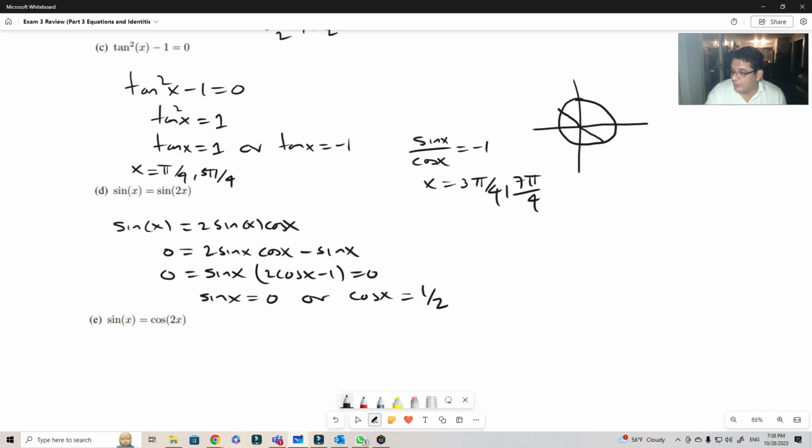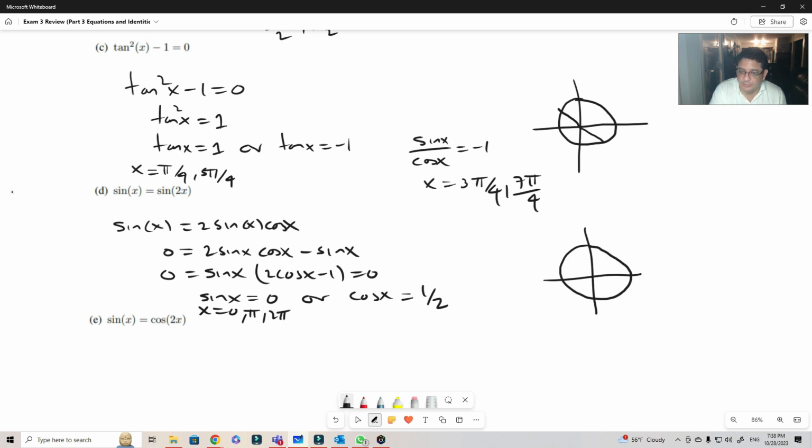And so we already saw what happens with sine of x equals 0. This is 0, pi, and 2 pi in this interval. Cosine of x equals 1/2 is the new one, but that's also going to happen in 2 places.